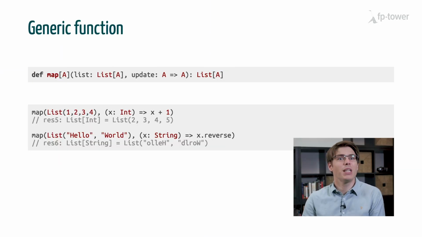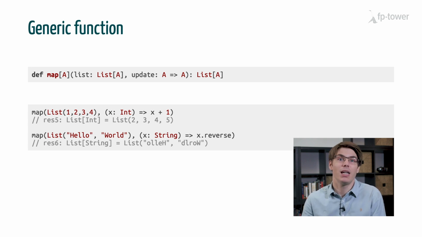So now, what about a more complex function, like map? Map is also parametric. It takes a list of A and an update function that will apply on every element. As you can see, we can map, for instance, a list of int or a list of string, and it works perfectly well for both. But the problem with this signature is that we can't change the element type in the input list.